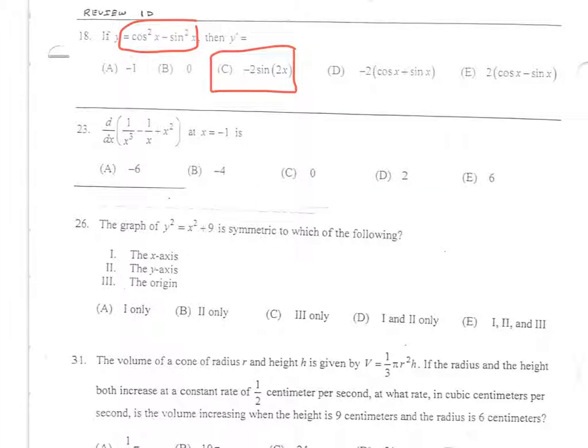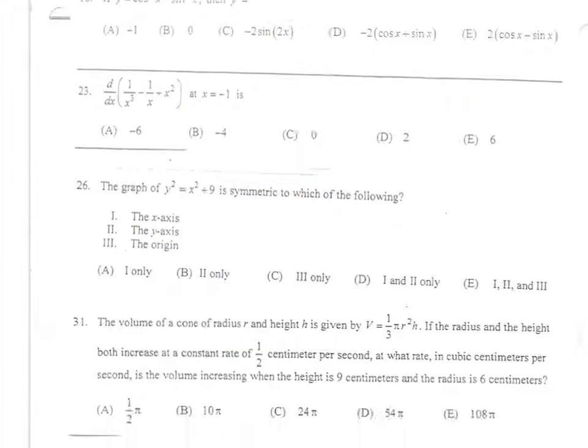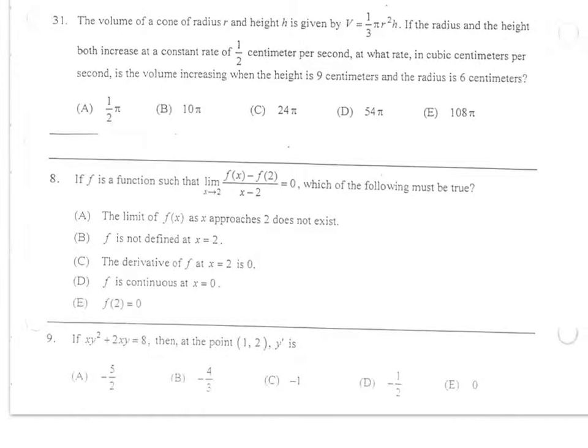23, you're going to probably rewrite the original problem as x to the negative third power minus x to the negative 1 power plus x squared. And find the first derivative of that. You should end up with an answer of negative 4. 26, your answer is E. That's one of those that's not really a calculus problem. That was on an old test, but they no longer put that type of problem on the actual AP exam. So it's going to cross it out there. And keep on cruising on through here.